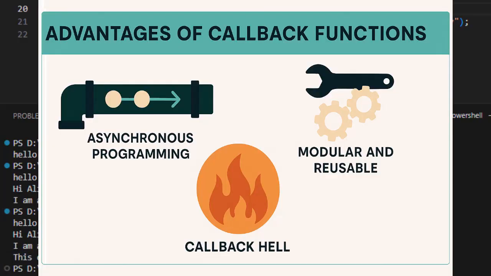So the advantages of using callback functions are they allow asynchronous programming, meaning your code doesn't have to wait for a task to finish before moving on. They make your code modular and reusable because you can pass any function as a callback. However, using too many nested callbacks can make your code messy and difficult to read. This is called callback hell.